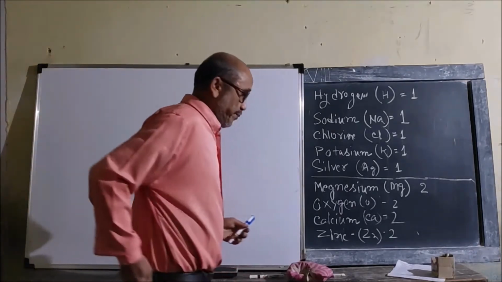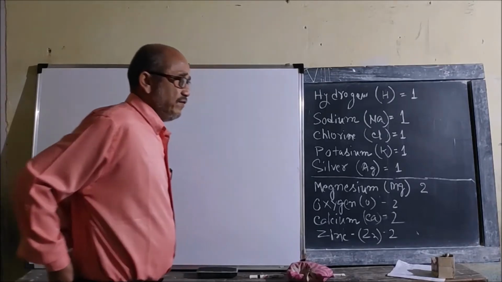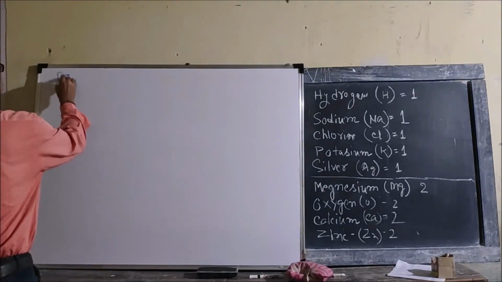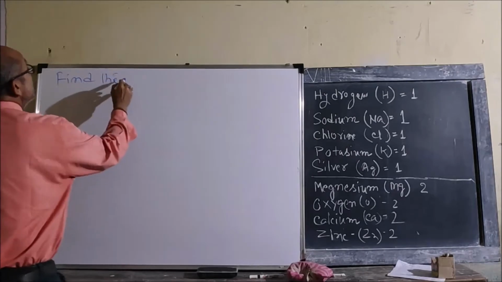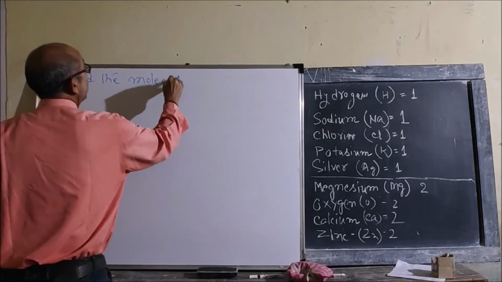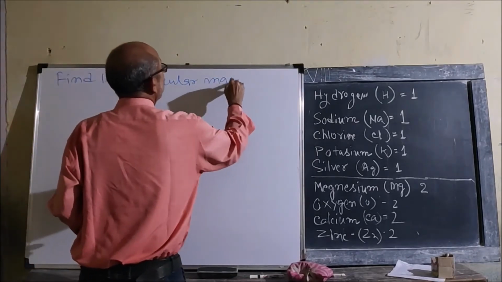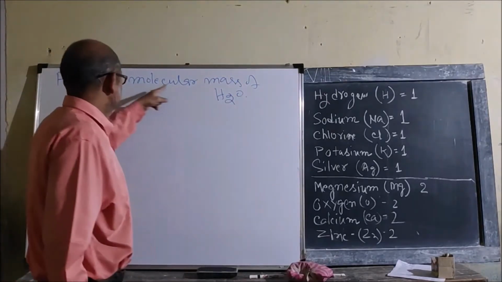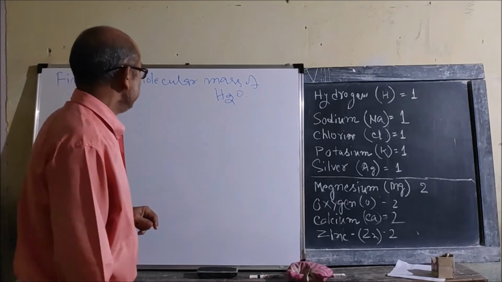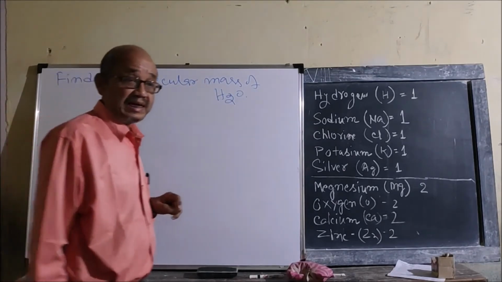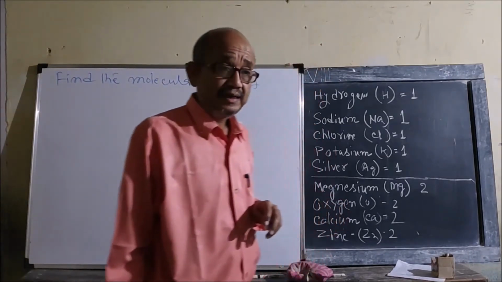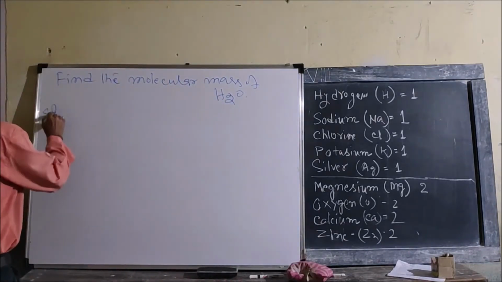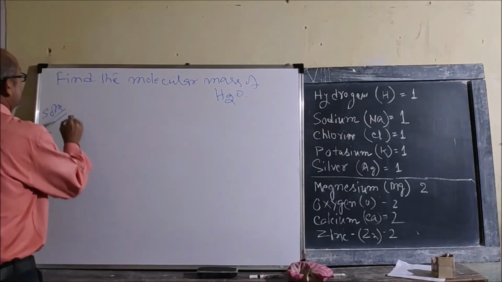Now, suppose we have to find the molecular mass of H2O, which is water. Find the molecular mass of water. According to the formula, the sum of the atomic masses of all the atoms present in the molecule. If this is right, then we can write the molecular mass of hydrogen.